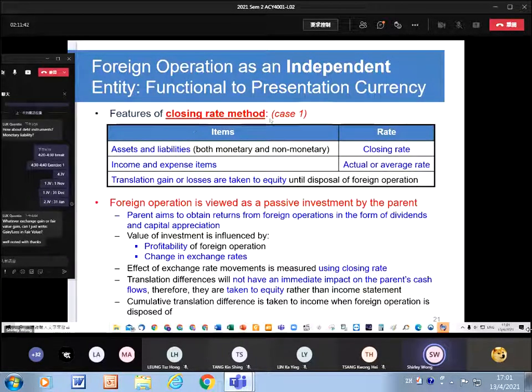So for the closing rate method that applies to case 1, it is easy. When you do the translation for the assets and liabilities, just use the closing rate.